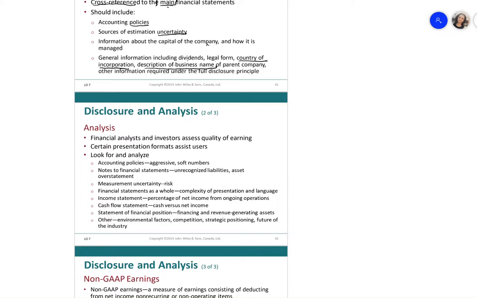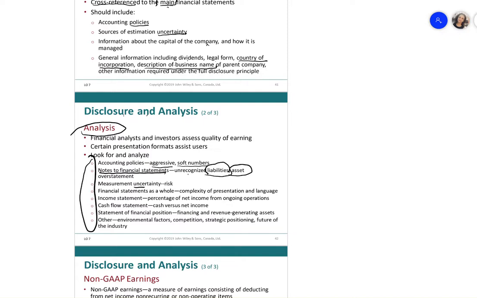We also have disclosure in the analysis. In the analysis, financial analysts and investors assess quality of the earnings. When they assess quality of the earnings, they look at these things. That's what they are analyzing. Accounting policy: are they using an aggressive policy or a soft number policy? They analyze the notes to the financial statement. Is there some liability that is not recognized, or are their assets overstated?